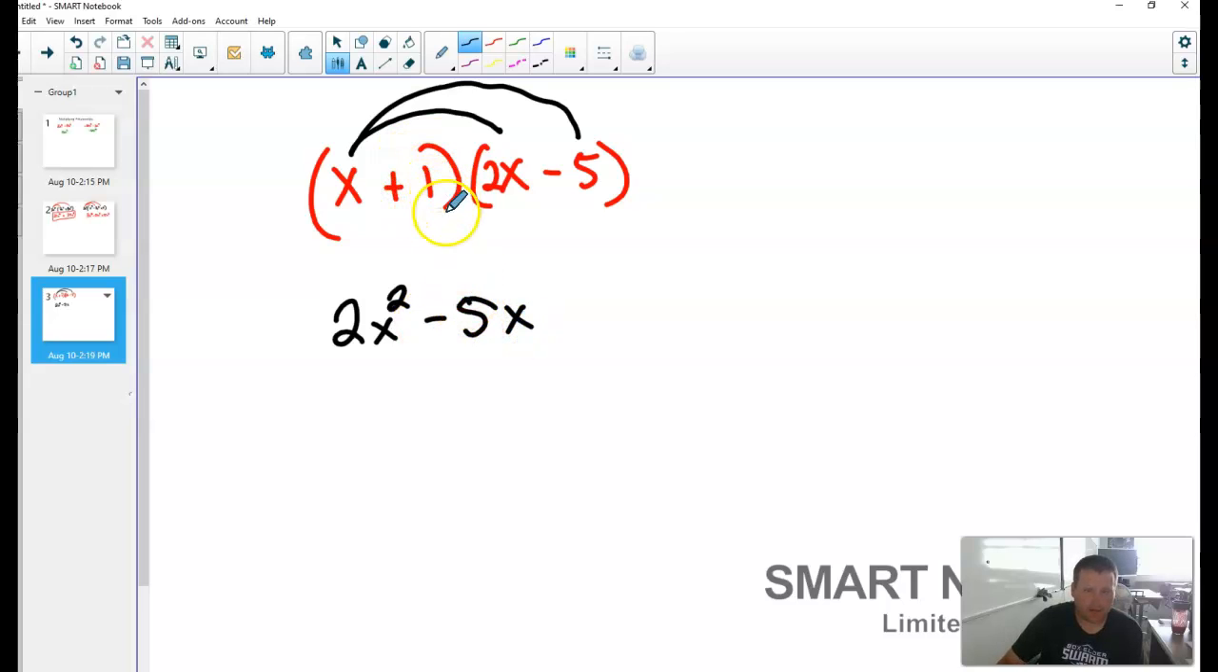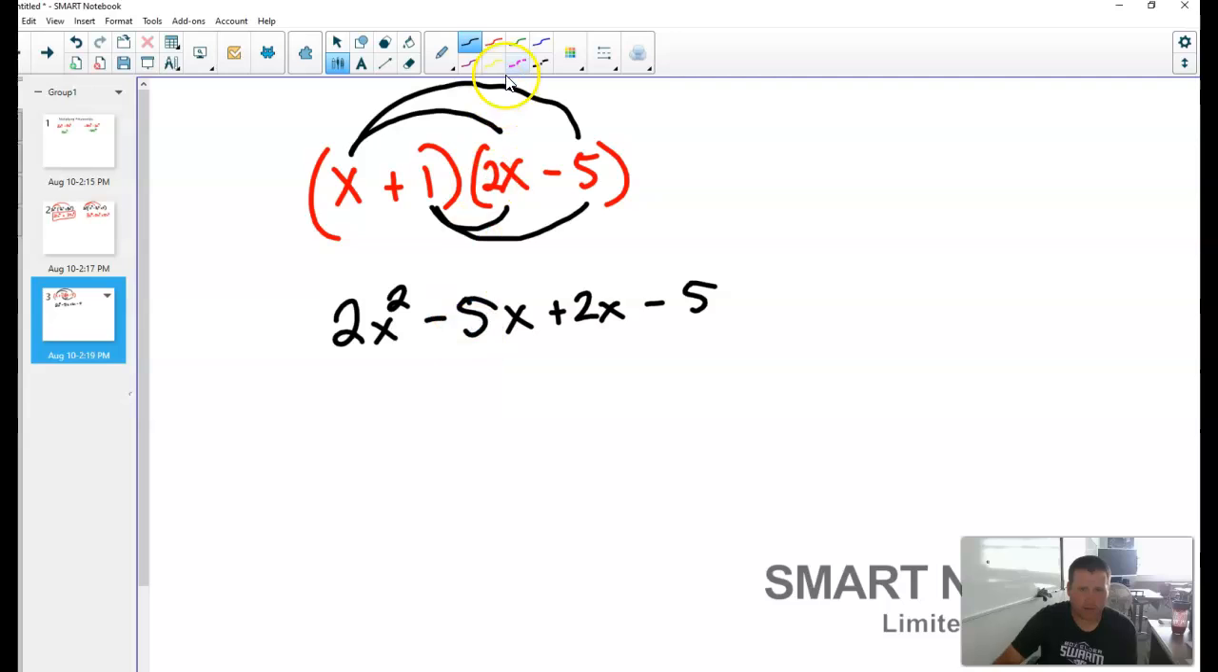Then I have to take the other term and multiply it to both terms. So I'm double distributing here, okay? I'm double distributing because I have two things that I've got to multiply into the other. So 1 times 2x gives me positive 2x, and then 1 times negative 5 gives me negative 5.